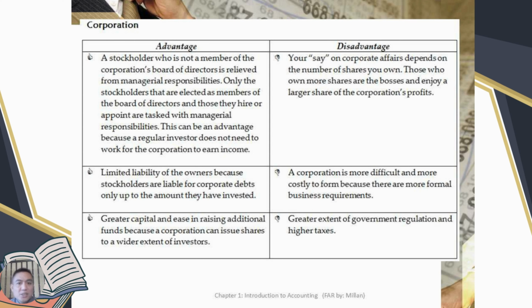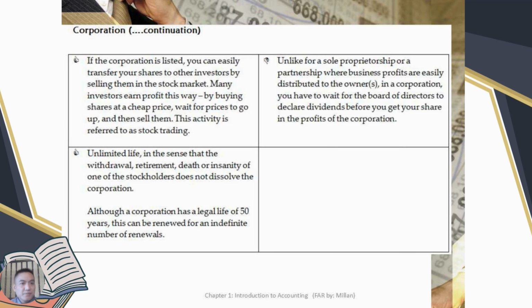Disadvantage, your say on corporate affairs depends on the number of shares you own. Those who own more shares are the bosses and enjoy a larger share of the corporation's profits. A corporation is more difficult and more costly to form because there are more formal business requirements. So mas mahirap po ang mga laws na kailangan mo pong i-abide if you want to have a corporation. Greater extent of government regulation and higher taxes.